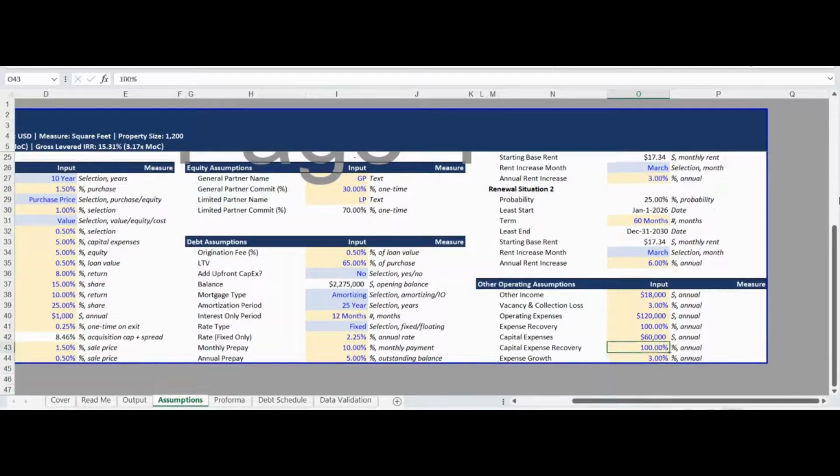The final assumptions section is for the operating and capital expenses. Inputs are included for other income, vacancy and collections loss, and total operating expenses. The model has the ability to apply expense recoveries to create a net lease financial model. Annual capital expenses are input in this section and can also have a recovery percentage applied to it for tenant improvement recoveries.